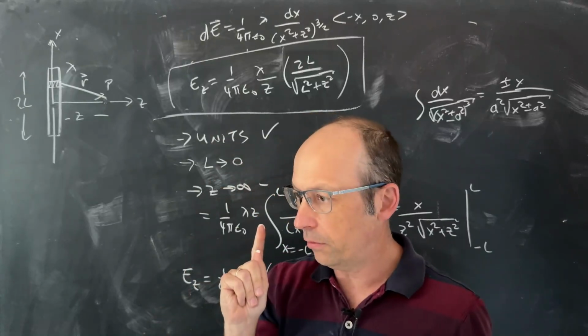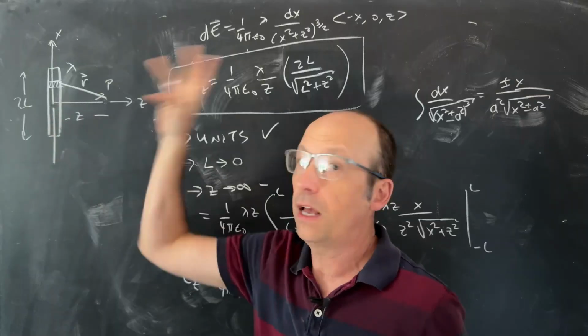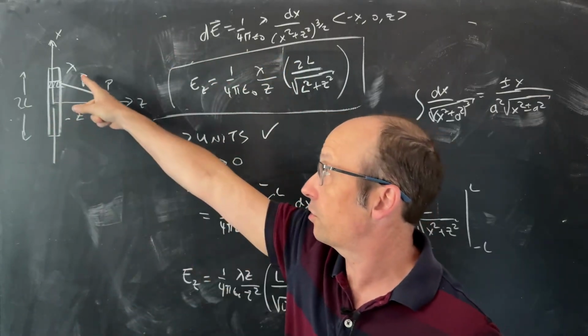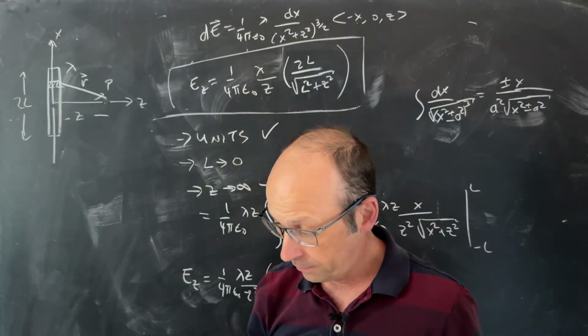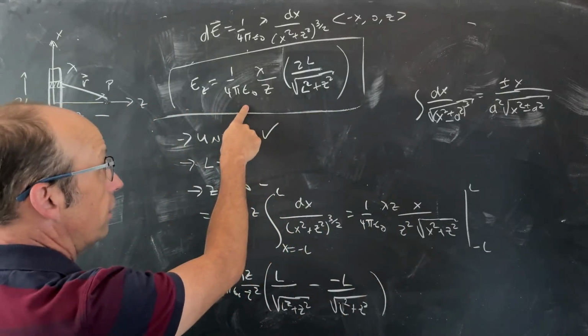In a previous video, I did this. I found the electric field on the z-axis due to this line of charge with a charge density lambda. And it was fine. Everything's great. And I do have the electric field in the z direction is that.